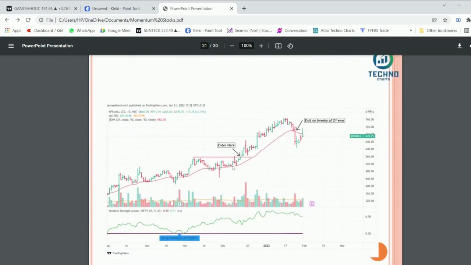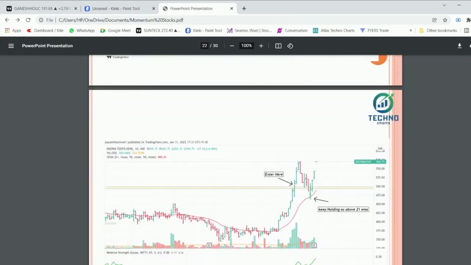So in case of KPR Mills, if you had entered on the 52-week breakout and held the stock until and unless the stock had broken the 21 EMA, you would have made a quick return of more than 40% in a month or so. Okay, so this is how you can enter into stocks that are breaking the 52-week high.